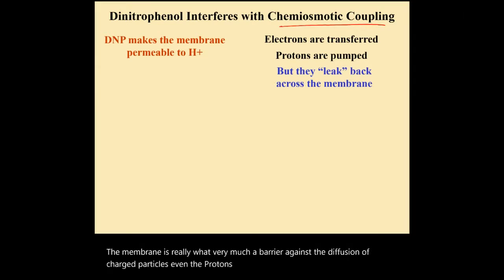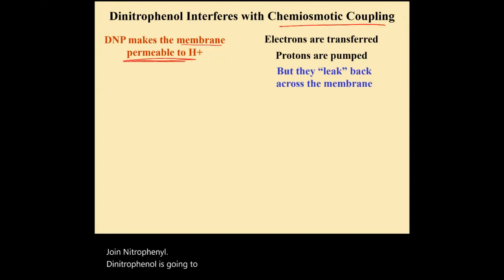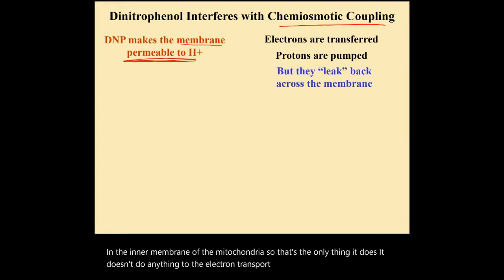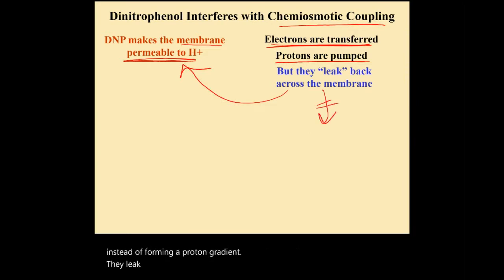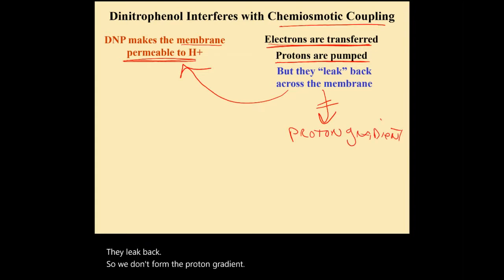So if you get exposed to dinitrophenol, it's going to poke holes in the inner membrane of the mitochondria. That's the only thing it does. It doesn't do anything to the electron transport chain. So electrons will come to the electron transport chain and move through it, and protons will be pumped across the membrane. But then instead of forming a proton gradient, they leak back. So we don't form the proton gradient, okay?